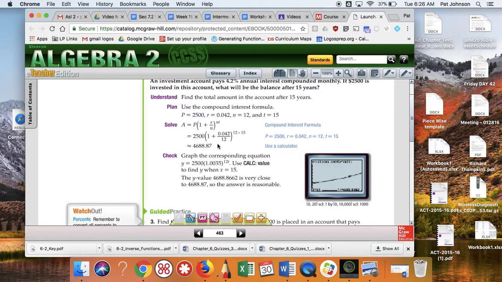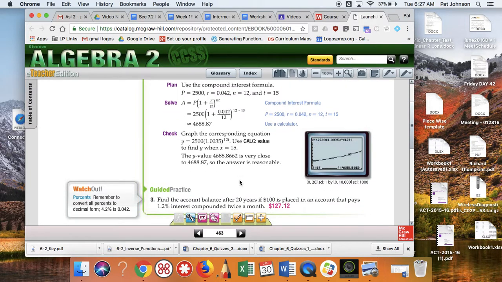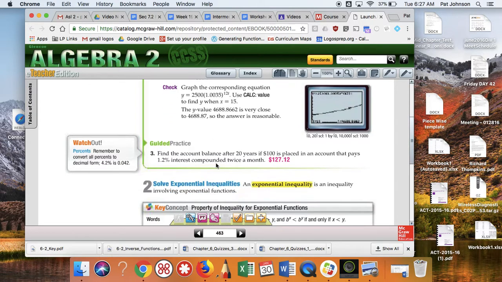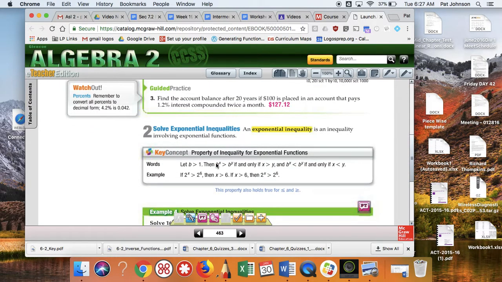We can put this formula in our calculator. Y equals 2,500 times 1.035 raised to the 12x, and then we can use our calculate value button and put in 15 for x and get what y is, which you'll see is approximately this amount. All right? So it's really just a formula and knowing exponents and how to use your calculator.